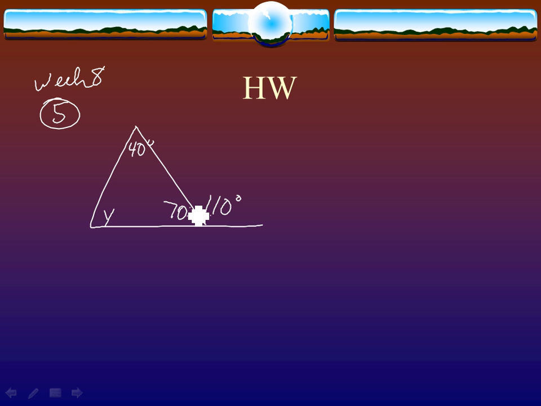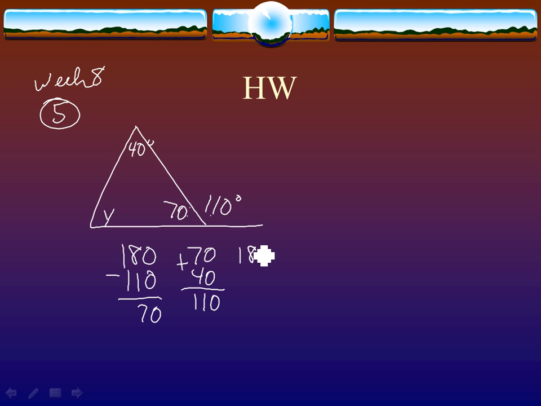They said show your work, so please make sure, especially on something like the OGT, that you do this: 180 minus 110. It doesn't take anything to write that down, right? Make sure you show all your work. Then what? Add 40 and 70. You get 110, then subtract that from 180. And you get what?